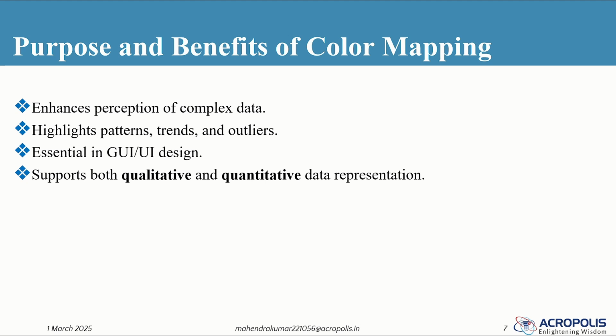The question comes to your mind: why do we need it? That's why color mapping is so useful. Firstly, it enhances our ability to perceive and understand complex data sets visually. Patterns, outliers, and relationships become much clearer with the use of appropriate colors. Secondly, it is widely used in user interfaces and dashboards, helping users interpret data intuitively. Color mapping works for both quantitative data like numbers and qualitative data like categories and labels.